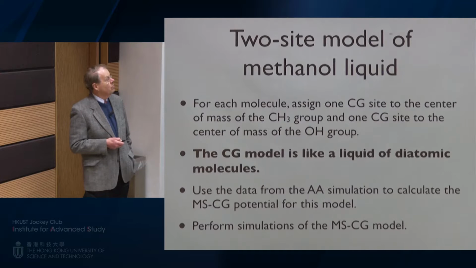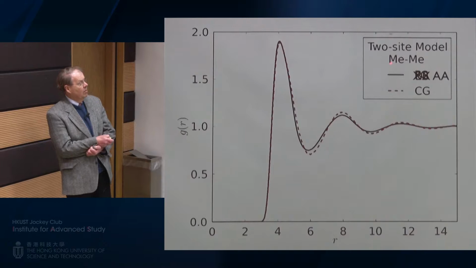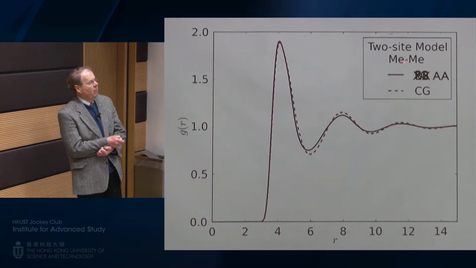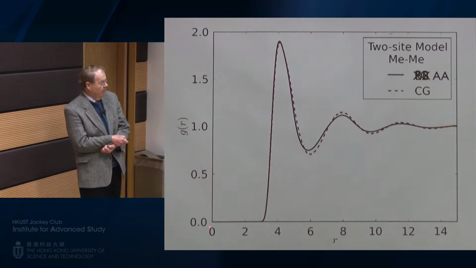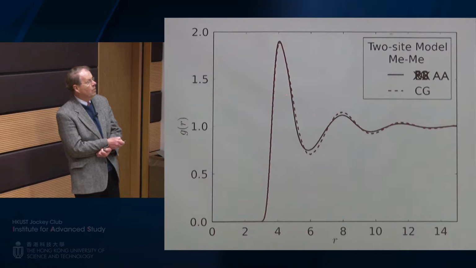Here's some more radial distribution functions. This is a radial distribution function for, if you're on the center of mass of the methyl group of a molecule, where in the surroundings are the centers of mass of the other methyl groups? Well, the molecule you're concerned with is here, there are no centers of mass here, but this corresponds to a set of molecules that are the first neighbors of the molecule here. There's a dip here, and the second neighbors and third neighbors. Once again, the dashed line is what we get from the coarse-grained simulation. The solid line is what we got from the all-atom simulations.